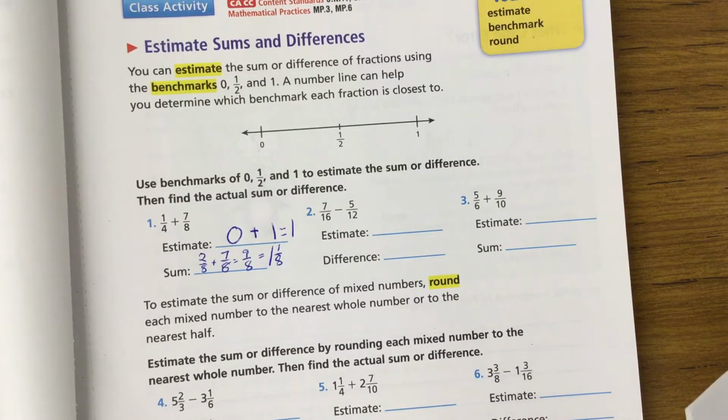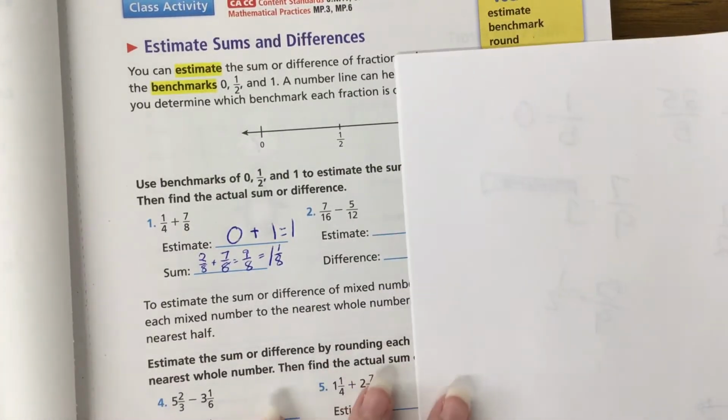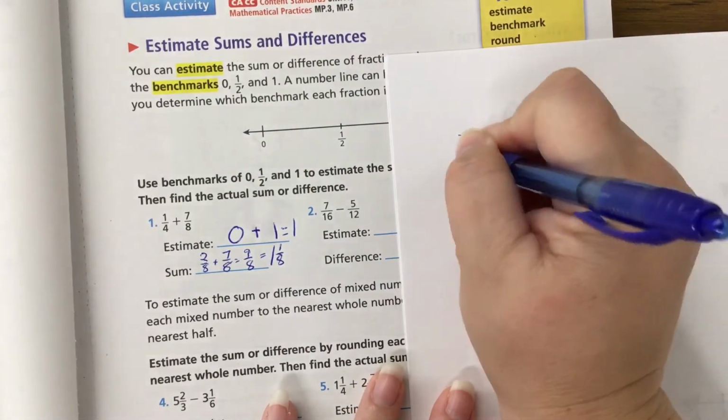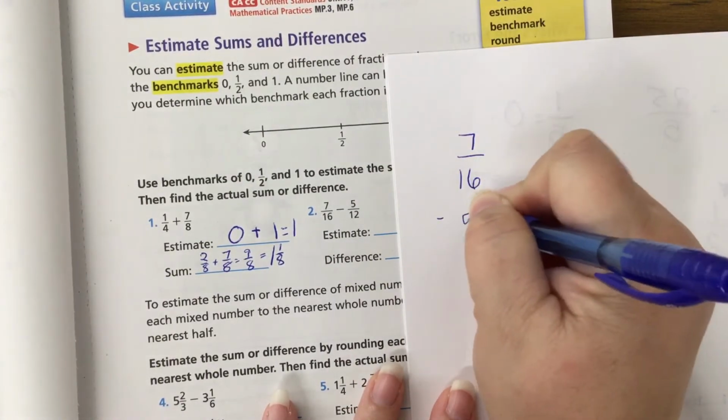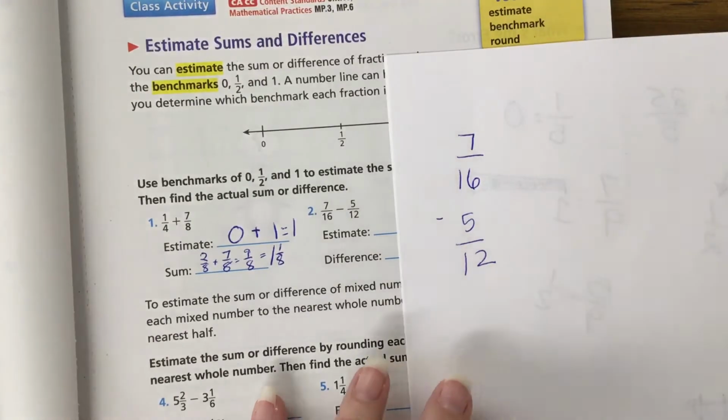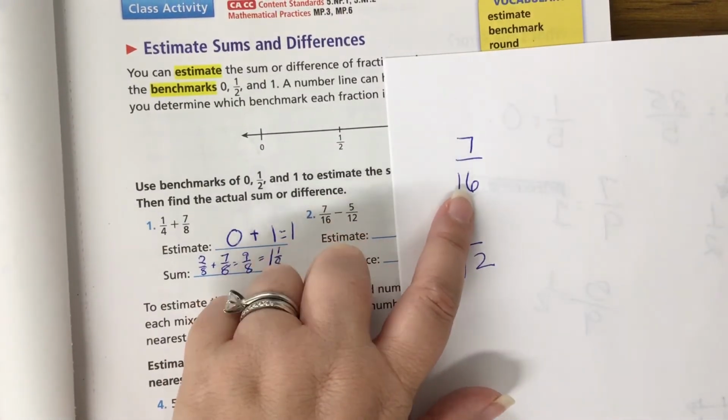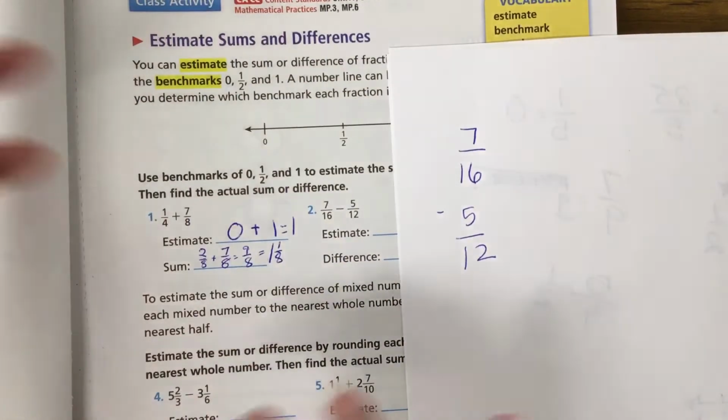Okay, let's take a look at number 2. Now, we're subtracting. Yay, everybody loves a little subtraction. Okay, so we've got 7/16 minus 5/12. Well, what's half of 16? 8. So 7/16 is really close to 1/2.